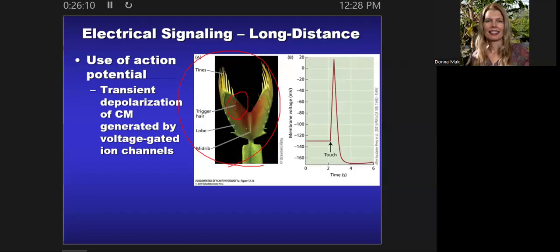But if you're wondering what this really is, I'm not going to ask you to tell me this on an exam, but with electrical signaling, it's a transient depolarization of the cell membrane generated by voltage-gated ion channels. So if you've taken a neuroscience class, that may sound vaguely familiar. That's what they talk about when you think about how our brain works. It's through that idea. So plants are capable of doing a very similar thing as what we do with our brain when we're sending signals from neuron to neuron.